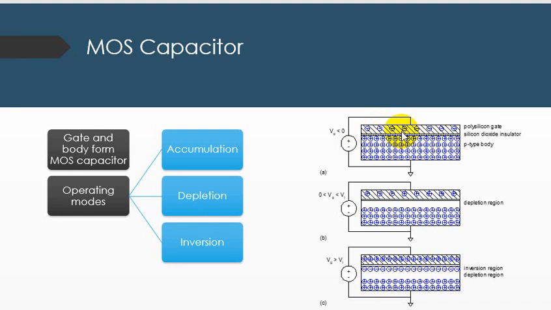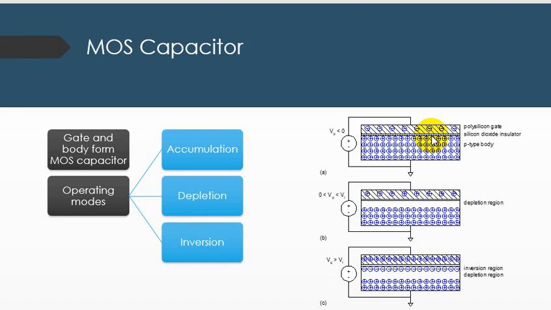After the gate terminal there is a very thin layer, and this thin layer is basically silicon dioxide, an insulating film, or we call it the gate oxide. The bottom layer is basically a doped silicon. So this is the basic structure, and it operates in three modes: accumulation, depletion and inversion.